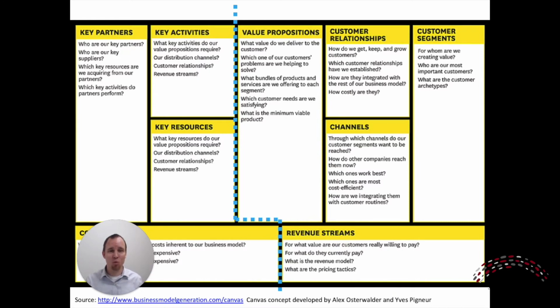Let's say that one of your distribution channels is a shipping partner. They would actually go in the key partner section of the business model canvas. If UPS is essential to your model working, then you need to list them in your business model. They're a key partner. Key activities are those things that you have to do to pull off the business model.